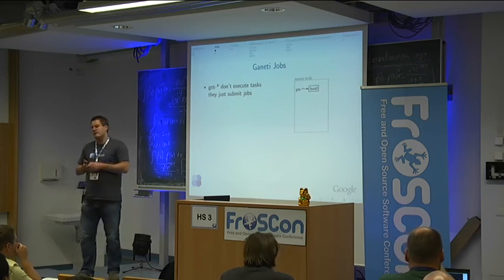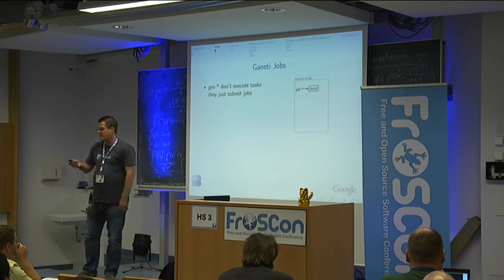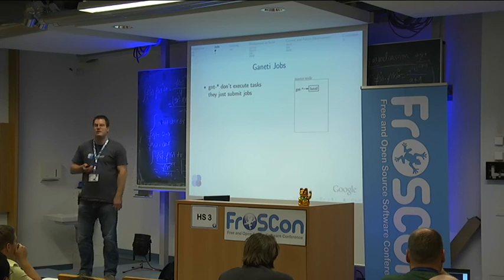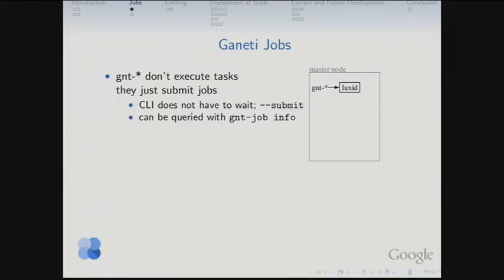And then they tell the daemon to do it and then wait for a report on how the job progresses. In fact, you don't even have to wait on the command line. You can just say, well, submit a job, I'll get back later and see whether it succeeded or not. So you can just tell it to submit the commands. And with gnt-job info, you get information for a specific job ID that is assigned there. So that's just a simple interface.